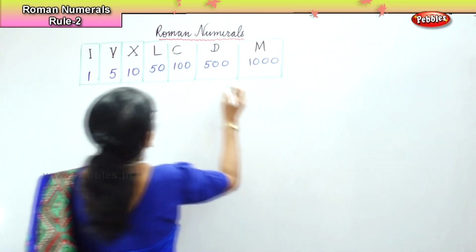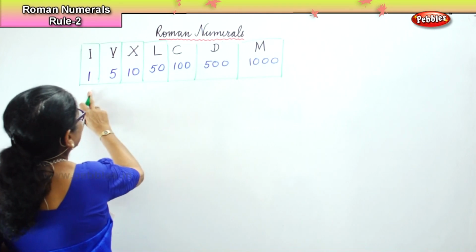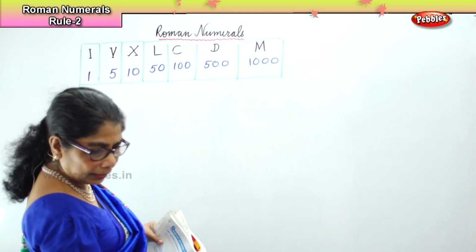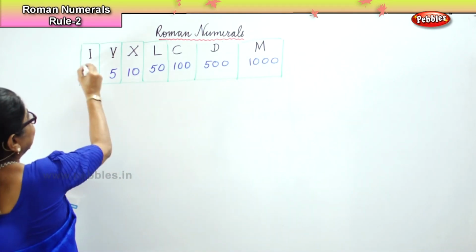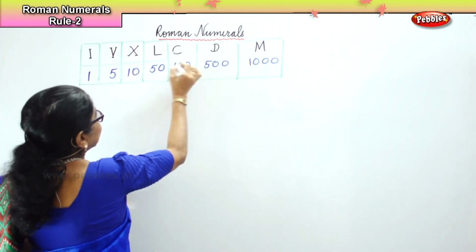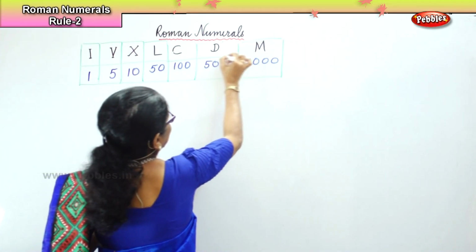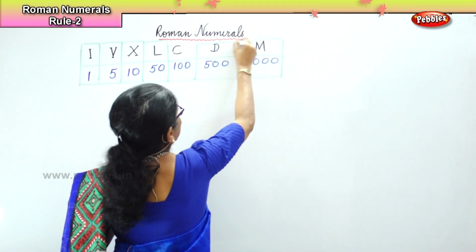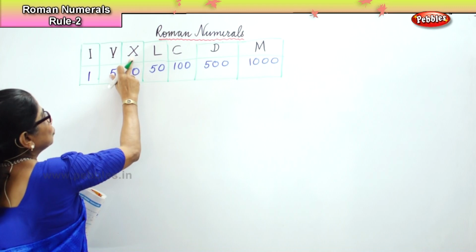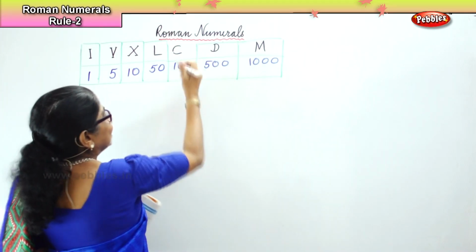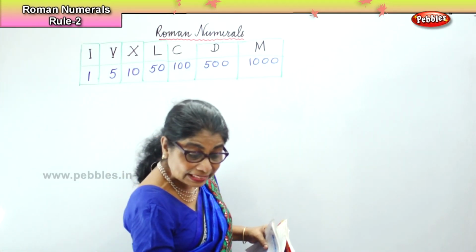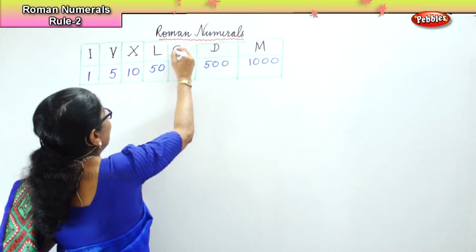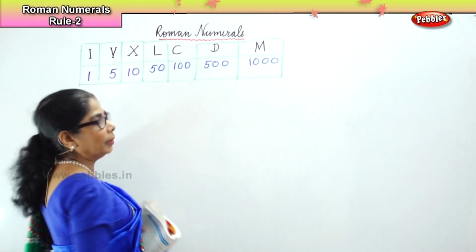Okay. So we have here 1, 5, 10, 50, 100, 500 and 1000. And these are the main 1, 2, 3, 4, 5, 6, 7. These are the main 7 symbols or characters in the Roman numeral.